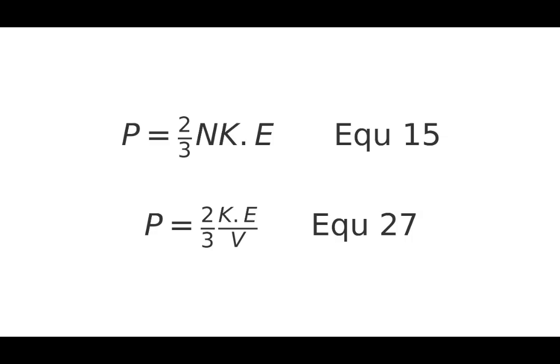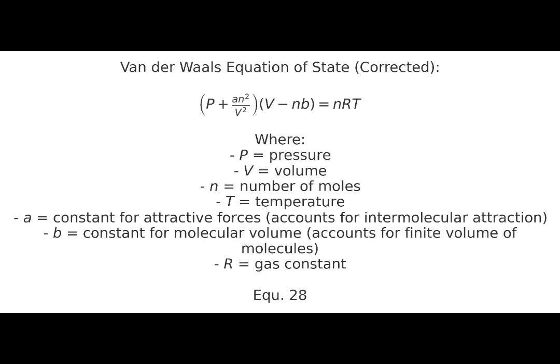6.3 Real gas equations. 6.3.1 Van der Waals equation of state. The equation 28 shown here is the van der Waals equation of state. It is a more accurate equation than the ideal gas law for describing the behavior of real gases, especially at high pressures and low temperatures, where deviations from ideal gas behavior are most noticeable.